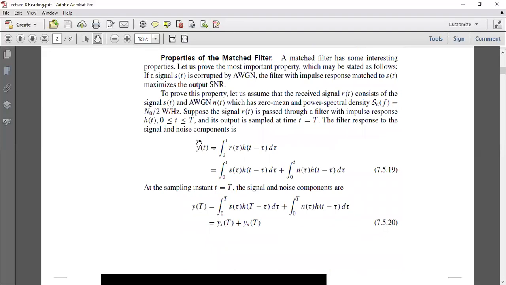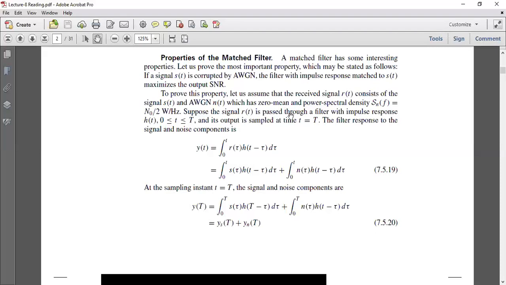Okay, now we will go through the properties of the matched filter. A matched filter has some interesting properties. If a signal s of t is corrupted by AWGN, the filter with impulse response matched to s of t maximizes the output SNR. So this is one of the properties. To prove this, let us assume that the received signal r of t consists of signal s of t and AWGN noise, which has zero mean and power spectral density Sn of f equal to N naught by 2 watts per hertz.